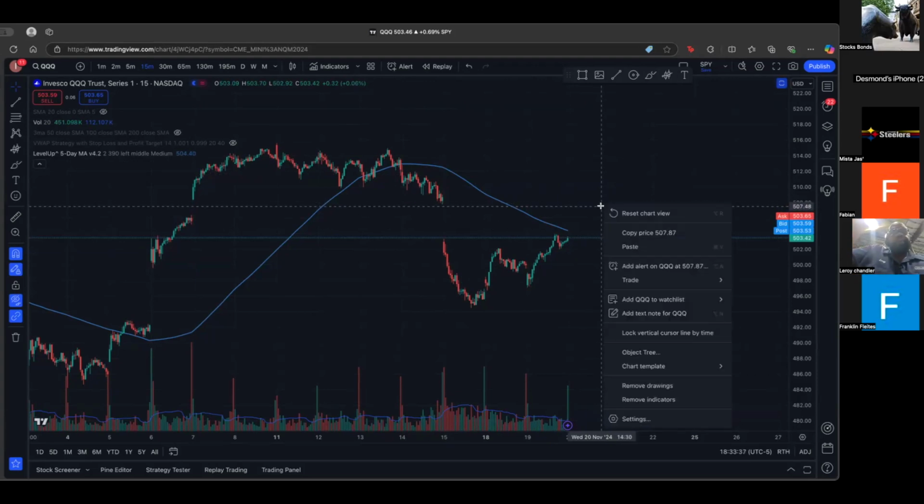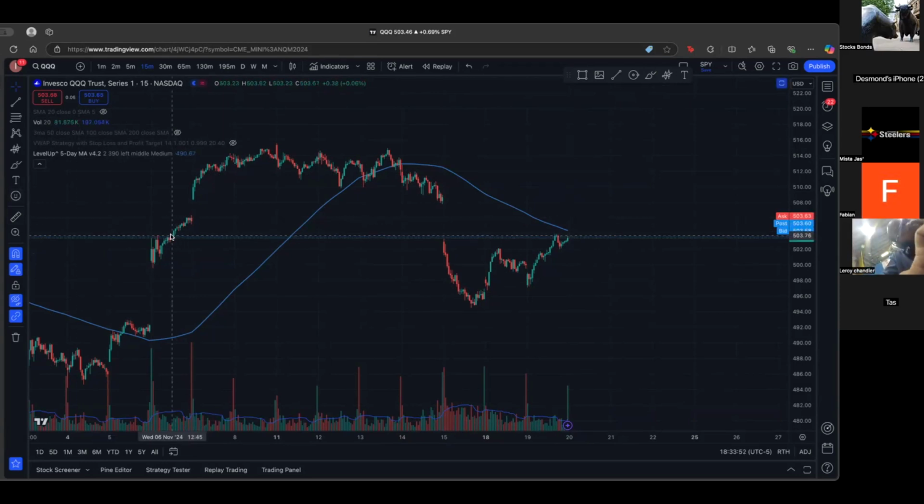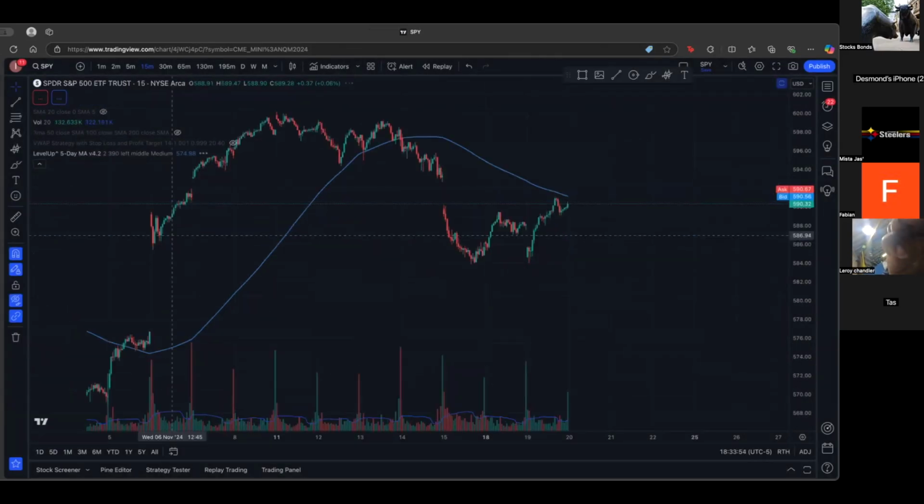All right, so let's go ahead and add this indicator to your chart. Go to indicators and look for Level Up, and add the indicator to your chart. Once you add it, I want you to go to SPY and tell me, for the last 5 days, whether SPY is in an uptrend or in a downtrend. Check it out. Let me know.